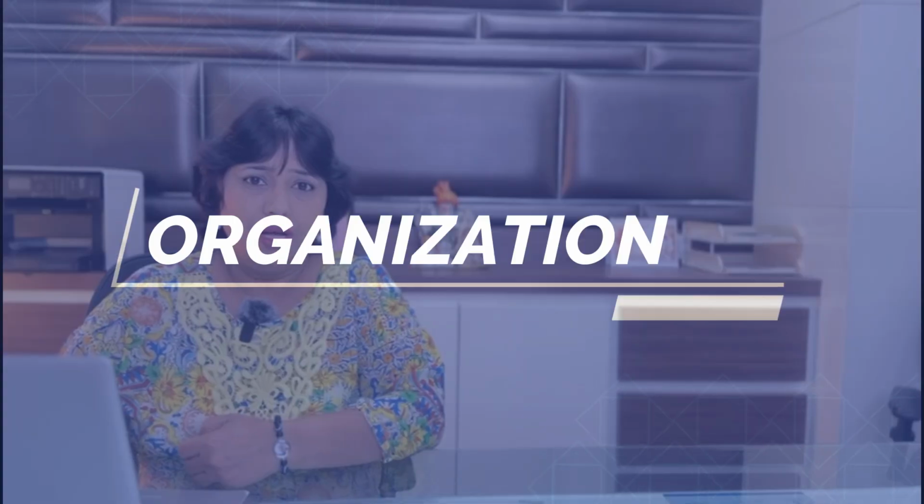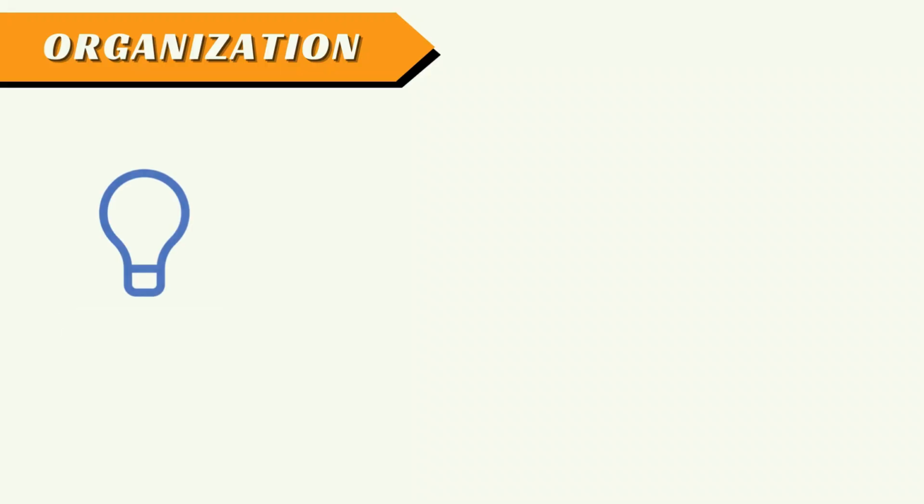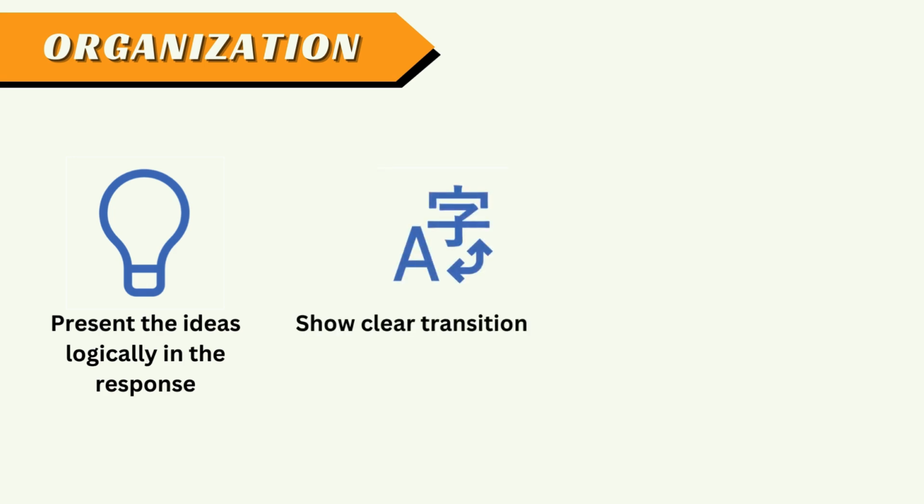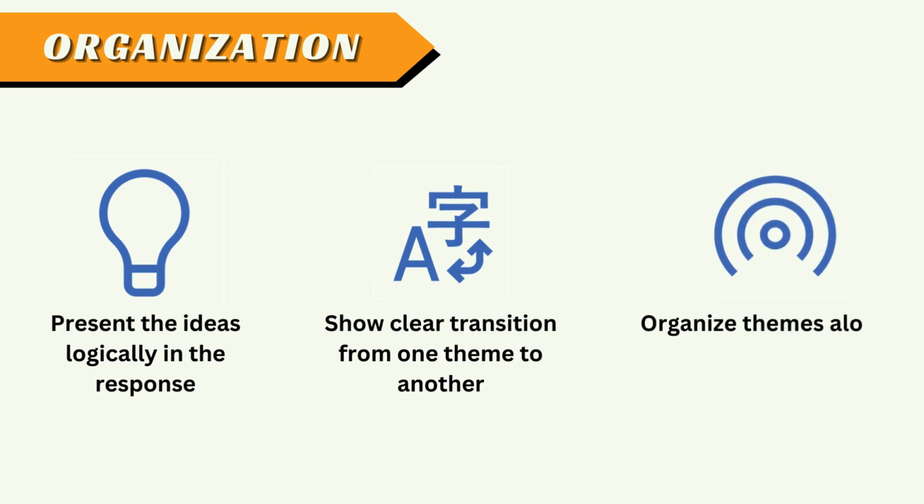Now the next criteria is organization. Whenever we do something, we organize the things and then we do that thing. Similarly, in email writing, organization is very important. Now what is organization in email writing? Organization means presenting your ideas logically and coherently. And you should show clear transition from one theme to the other. Also, each theme should be accompanied with a supporting idea.